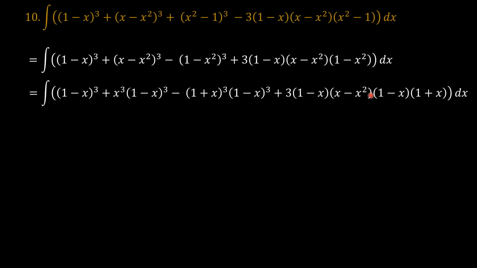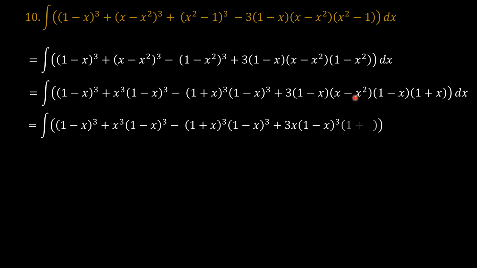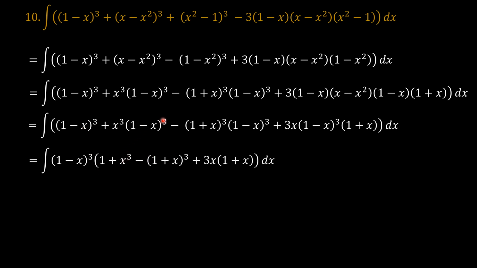x minus x squared still. I think I'll have to factor that in the next step, so that we are able to get x cubed. We're able to get x out, and so we have 1 minus x 3 times, and so we have 1 minus x cubed. So factoring out 1 minus x cubed results in now 1 in the bracket here, plus we're left with only x cubed here, minus we are now left with 1 plus x cubed here, plus 3x times 1 minus x.